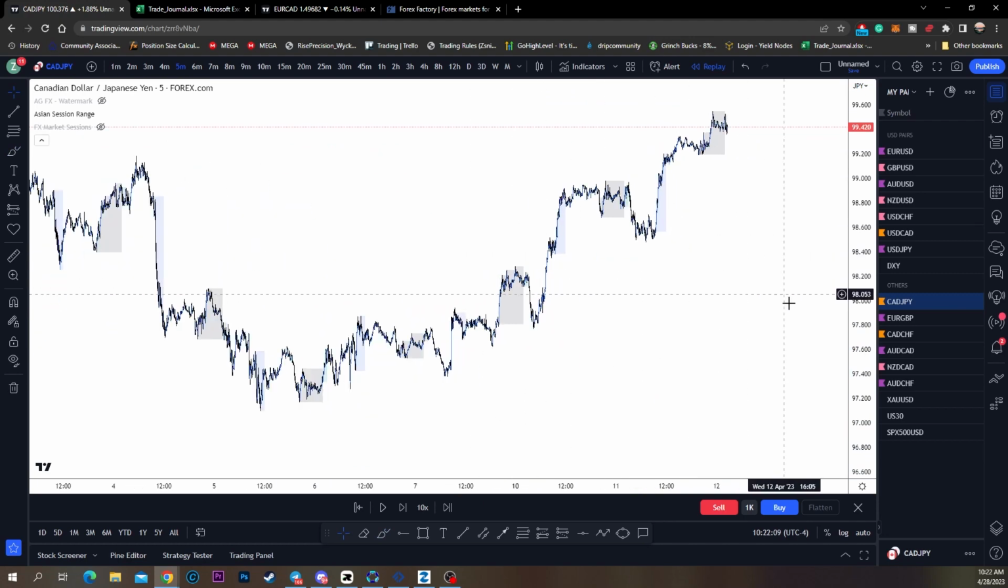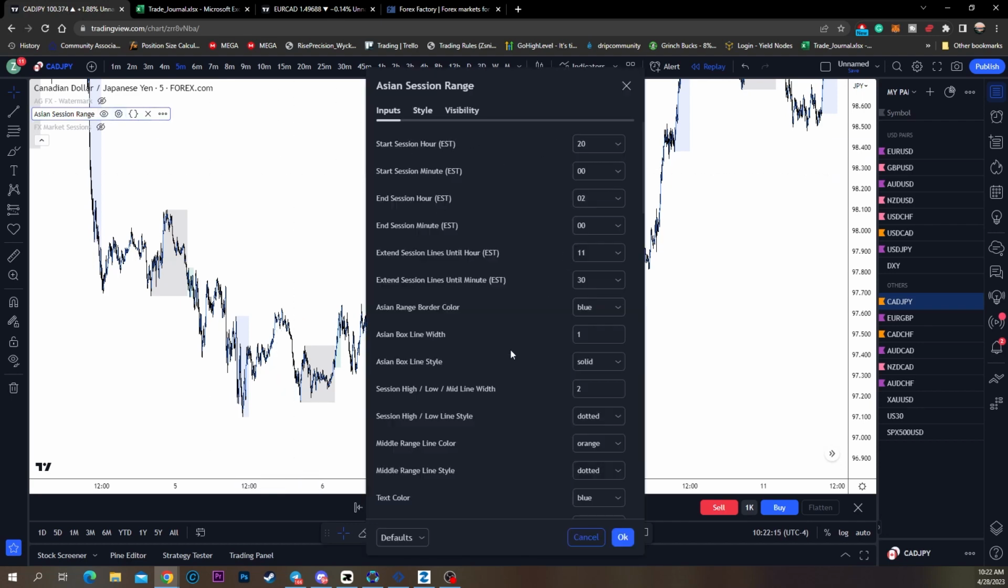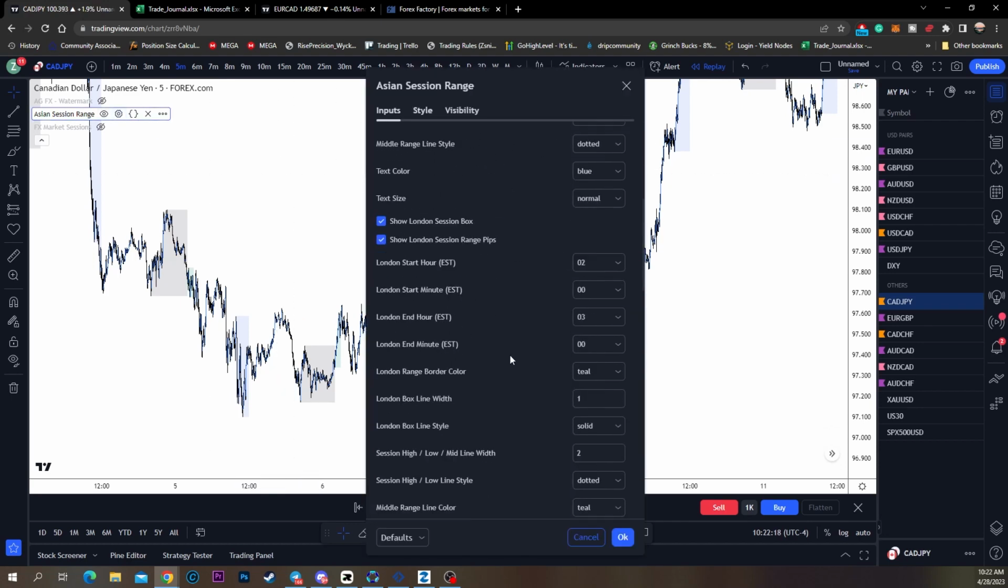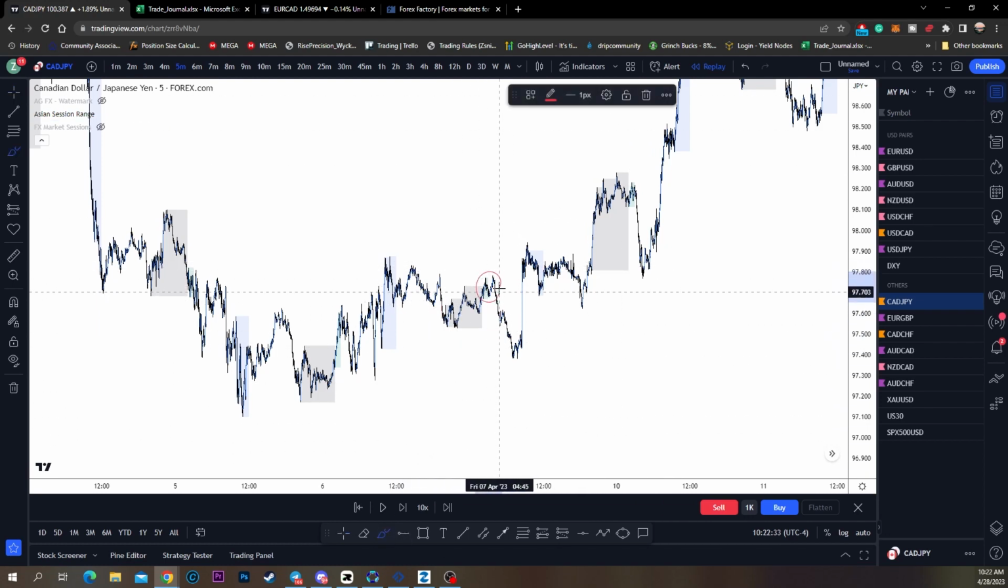What has the price action been doing? What have we been doing with the time session? You can see I have this Asian session range here. It looks just like this, with no special settings. It just tells me when Asian session is active, when London session is active, and when New York session is active. The gray area is Asian session, the little green area is Frankfurt going into New York open, and the blue is New York.